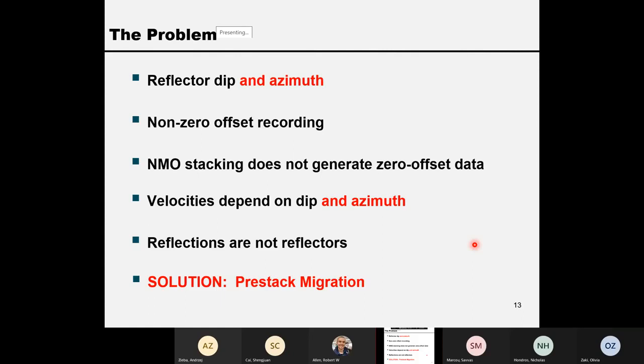So the problem really is 3D. In the 3D case, the subsurface reflector not only has a dipping angle, but is also azimuth dependent. Azimuth means your angle in the horizontal plane, right? So again, your seismic data is not zero offset. You always have a non-zero offset. A stack does not generate zero offset data.